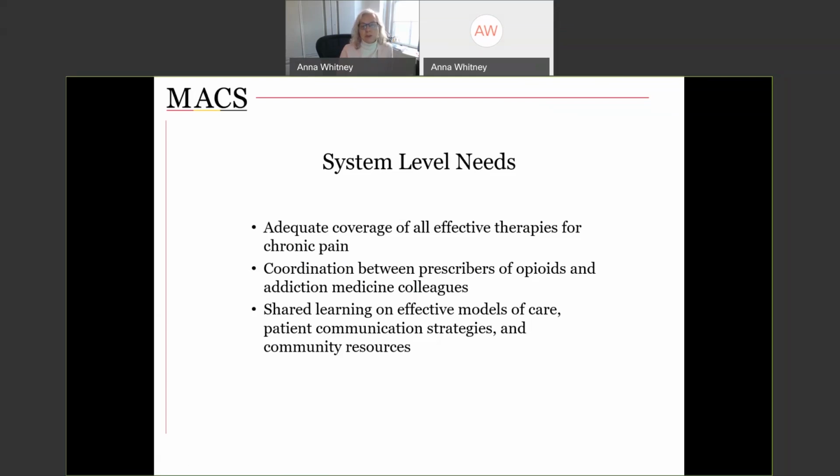Having coordination between prescribers of opioids and addiction medicine colleagues, as I mentioned. There are organizations in Maryland, including the Maryland DC Society of Addiction Medicine, that are really interested in becoming more involved as an organization with prescribers of opioids. And really looking at how we do shared learning on effective models of care, patient communication strategies, and accessing community resources. And that's where the Maryland Addiction Consultation Service can be extremely helpful.